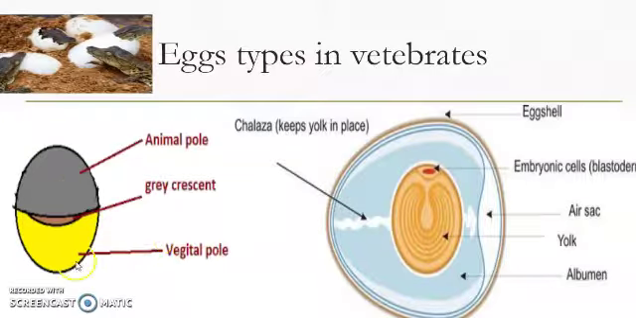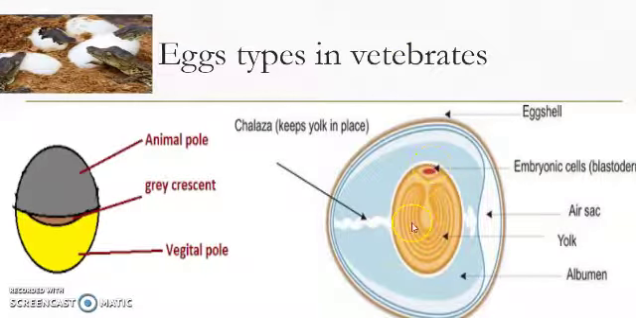I will show you a generalized egg structure. Each egg has two poles, the animal pole and the vegetal pole. The animal pole contains the nucleus of the egg, and the vegetal pole contains the yolk. And this is the egg of birds and reptiles. This is the actual egg, which is basically the yolk. The outer membrane is called the vitelline membrane. This one is called the embryonic cell, that is the blastoderm.